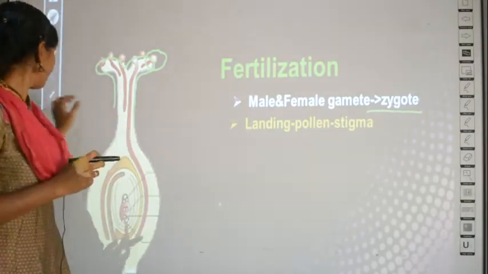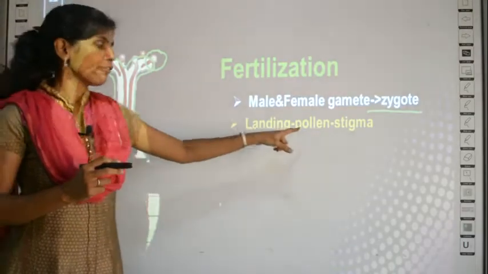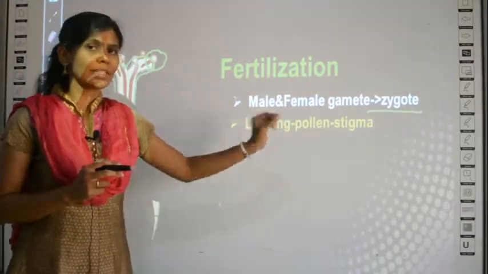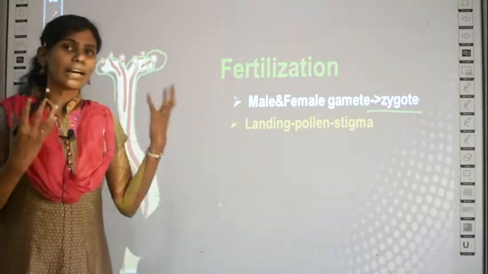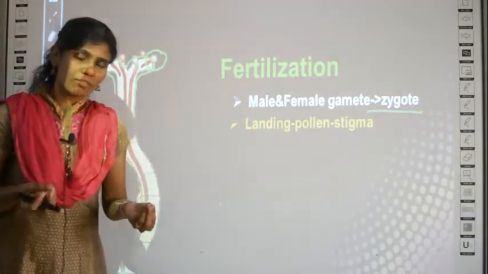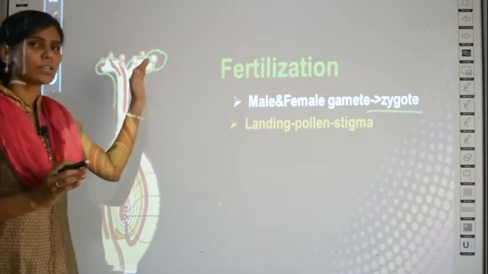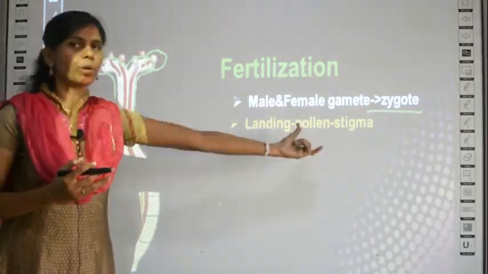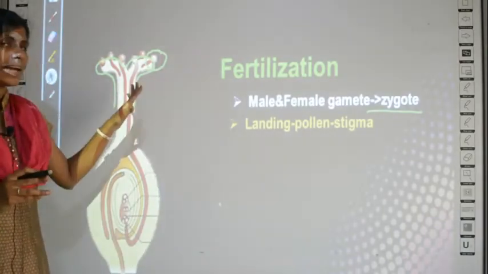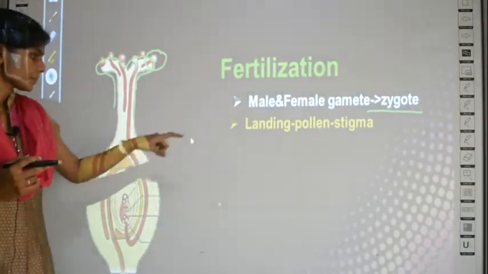So, the first step we have studied is the landing of pollen on the stigma. For the process of fertilization, the first step should be the landing of pollen. From where does it come? By any agent of pollination, it finally lands on the stigma. So, this process is addressed as landing of pollen on the stigma. Okay, it has landed. What next?